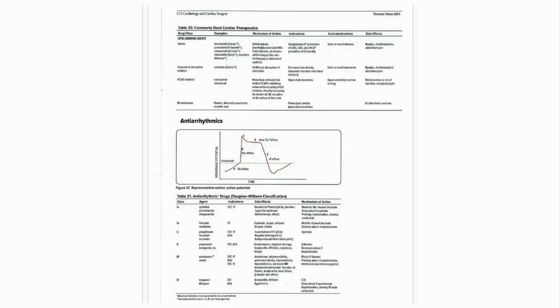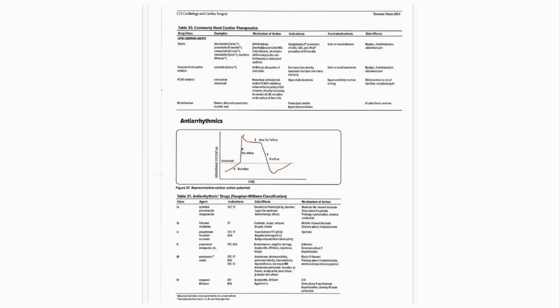Phase 0, rapid depolarization. Phase 0 is produced by a rapid influx of sodium ions through fast sodium channels. This phase determines conduction velocity through ventricular myocardium. Class 1 antiarrhythmics primarily act here. Phase 1, initial repolarization. Phase 1 is a brief repolarization caused mainly by transient potassium efflux.